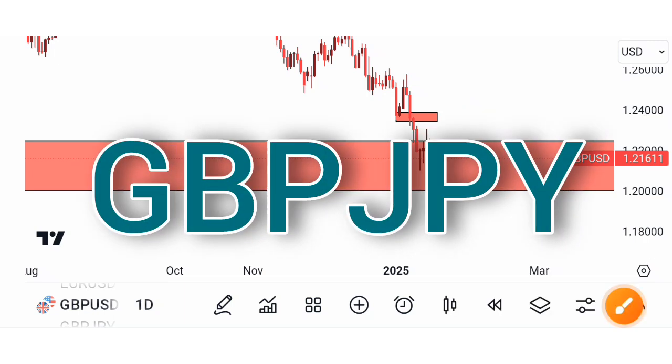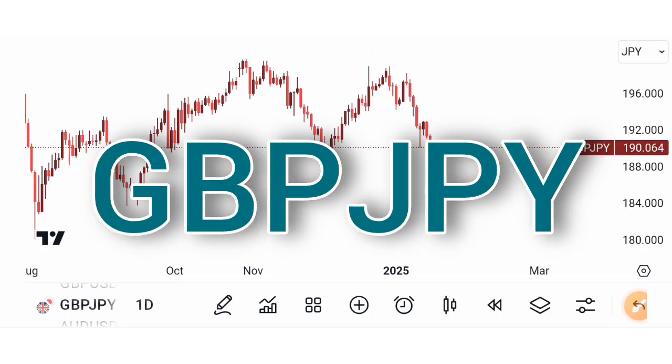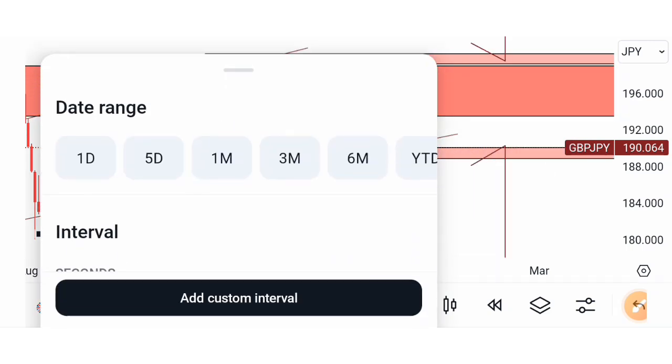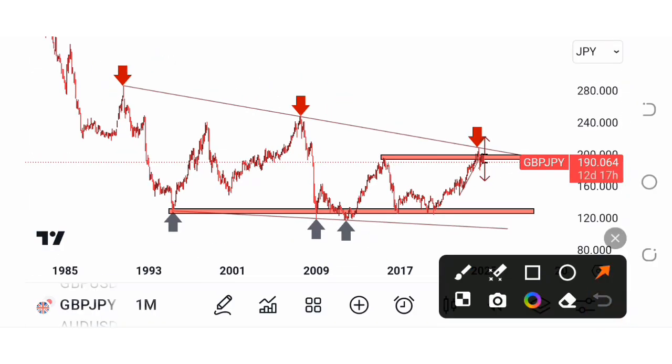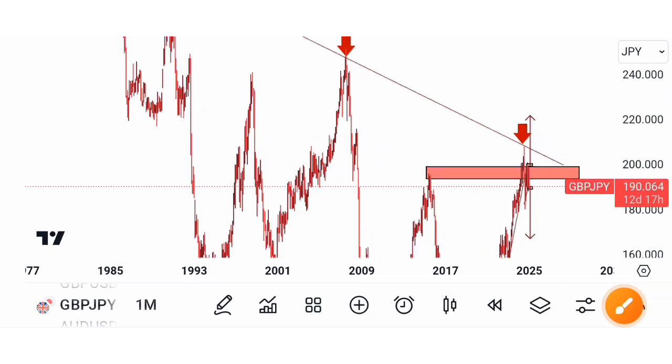Moving on to GBPJPY. GBPJPY long term, I'm bearish on this market. However, at the moment, the market is inside a range. So the reason why I'm bearish on this market is simply because, as you can tell, the market just came from an area of resistance. First touch over there, second touch over there, and a third touch, and the market now is reacting from that area of resistance over there.